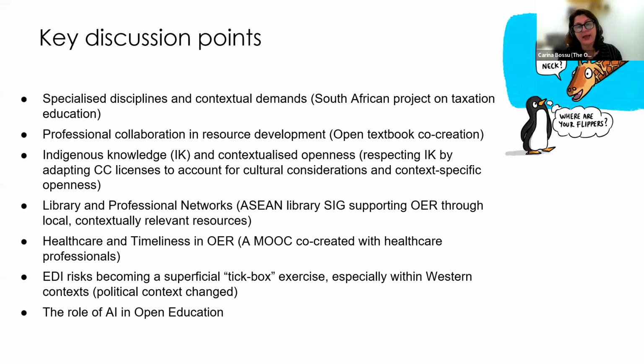Indigenous knowledge, of course, came up because we did have a resource about that. So, indigenous knowledge and contextualized openness: respecting indigenous knowledge by adapting Creative Commons licenses to account for cultural considerations and context-specific openness. We even talked about whether Creative Commons would come up with a particular license that would incorporate indigenous or traditional knowledge. Then library and professional networks, and that was the Asian case, Library SIG supporting OER through locally, contextually relevant resources for the whole association there.